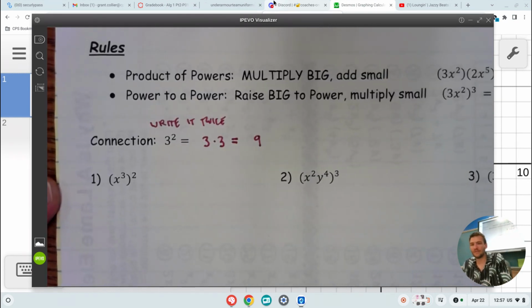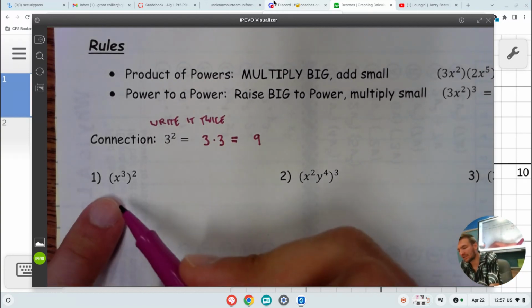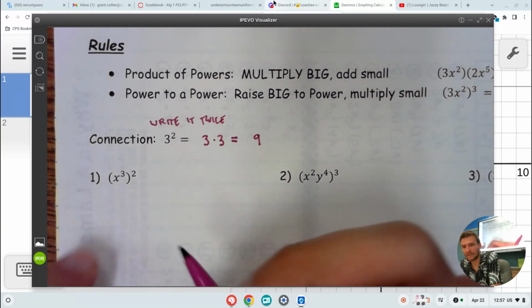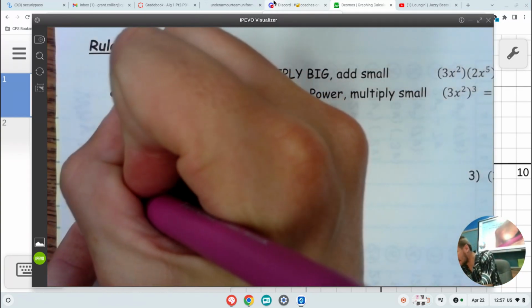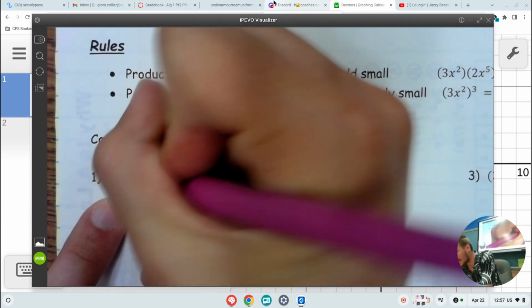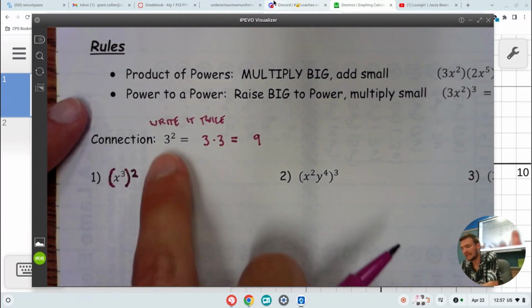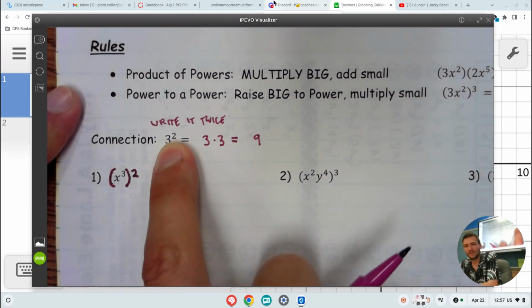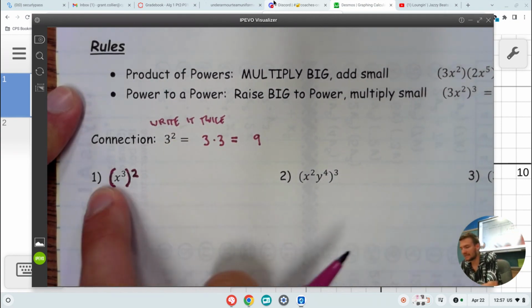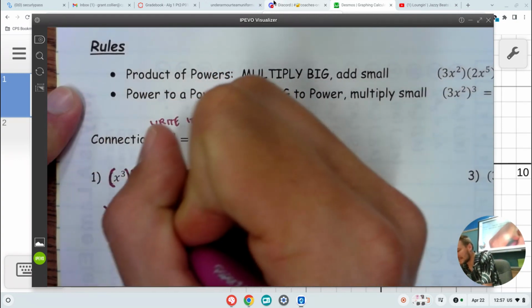And so we can use that to break down how x cubed squared is going to work. Inside the parentheses is an x cubed, and outside is a squared. That means that the inside stuff needs to get squared. And like we just talked about, 3 squared means write it twice. So x cubed, let's write it twice.